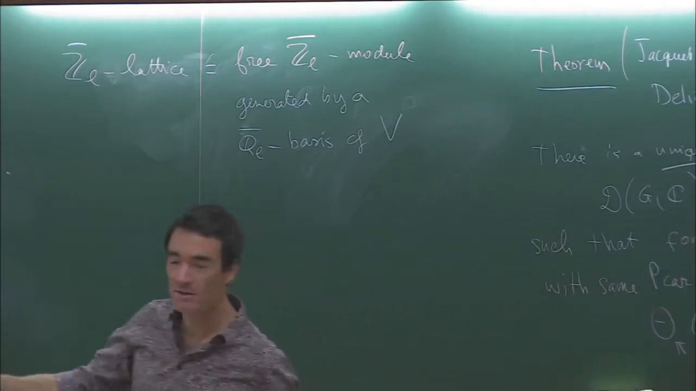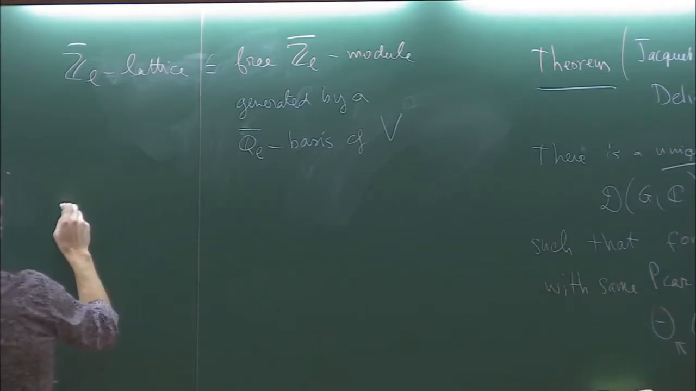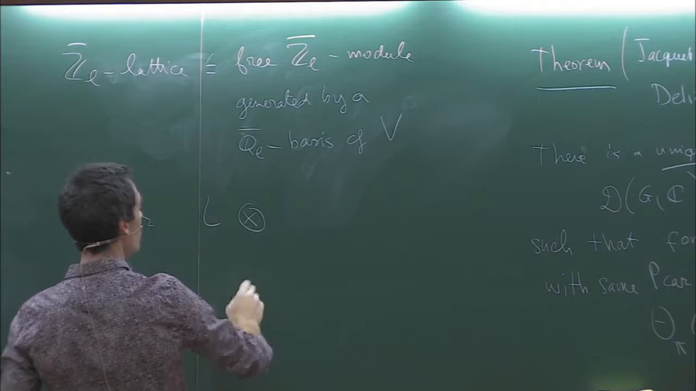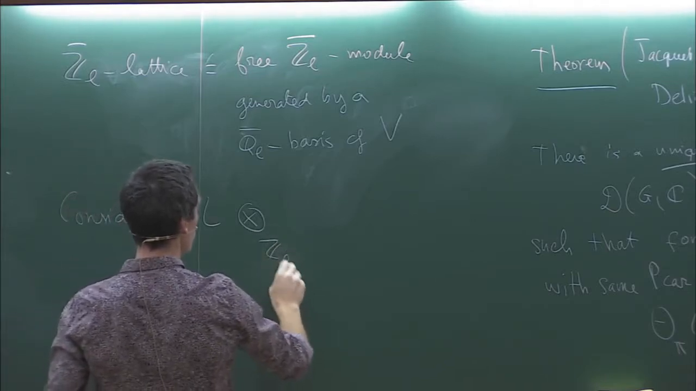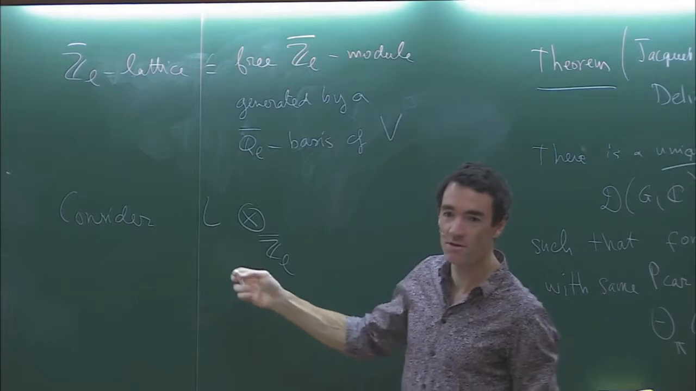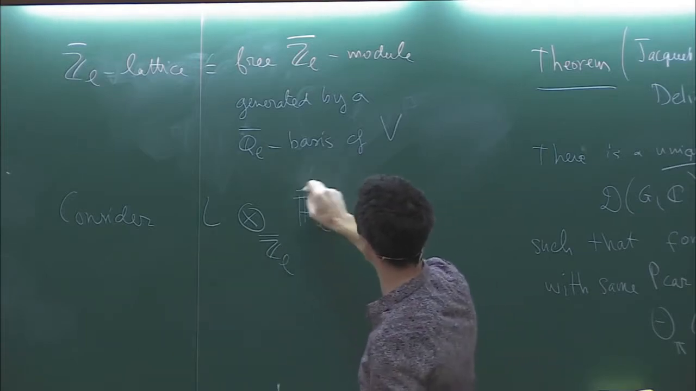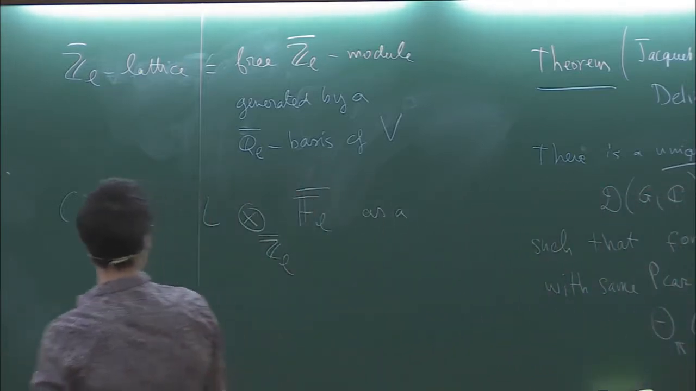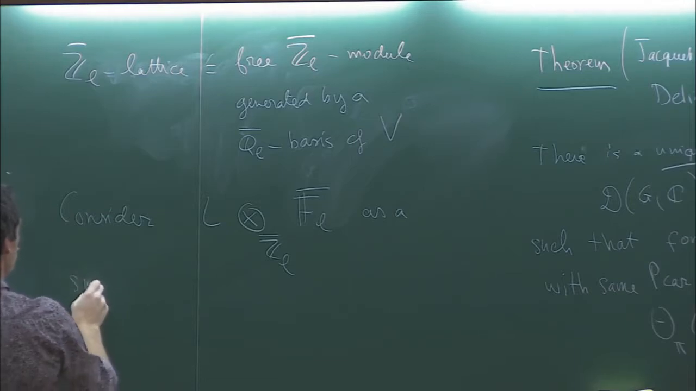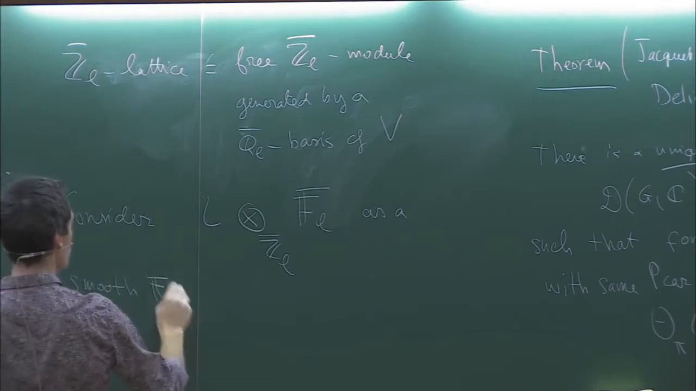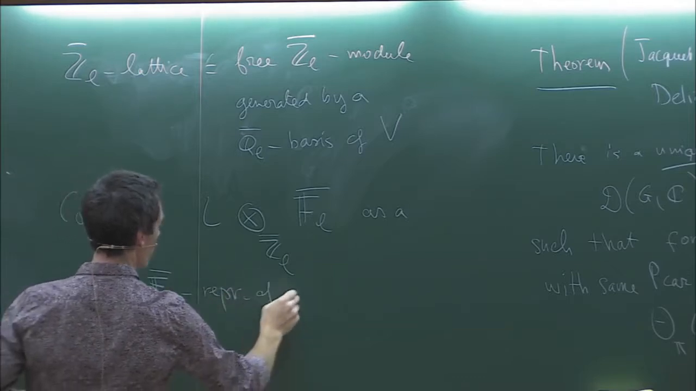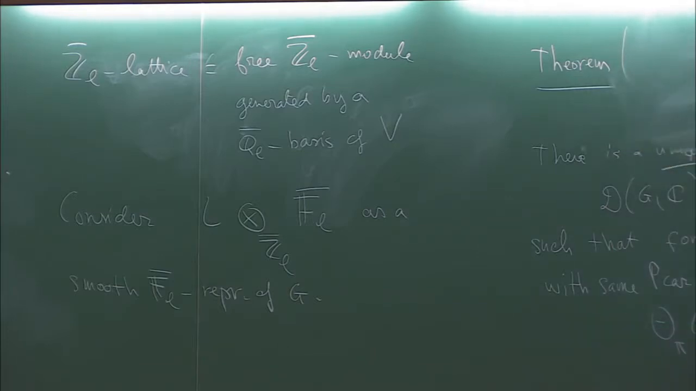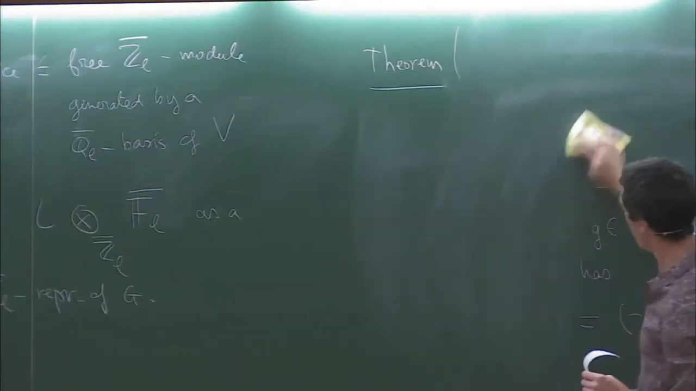If your representation is integral, you can reduce the lattice mod L, meaning that you form the tensor product of L by F_L bar over Z_L bar, and so this is a smooth F_L bar representation of G. What can you say about it?